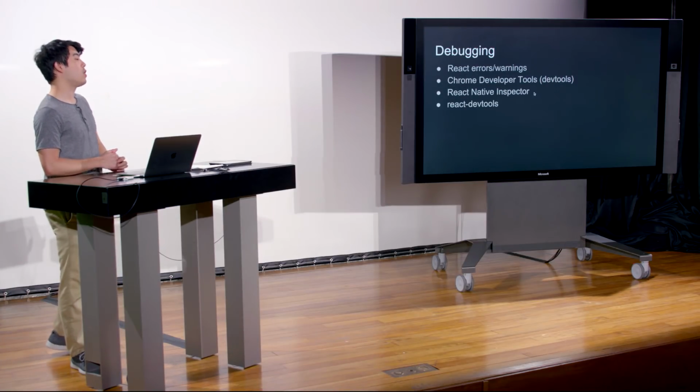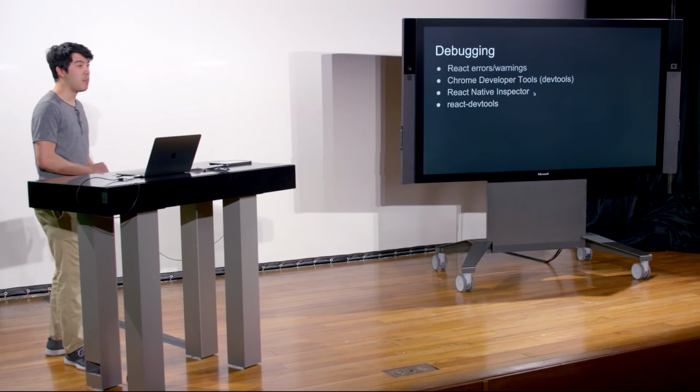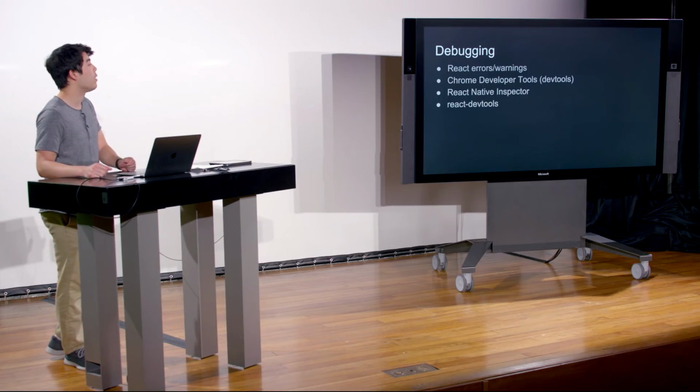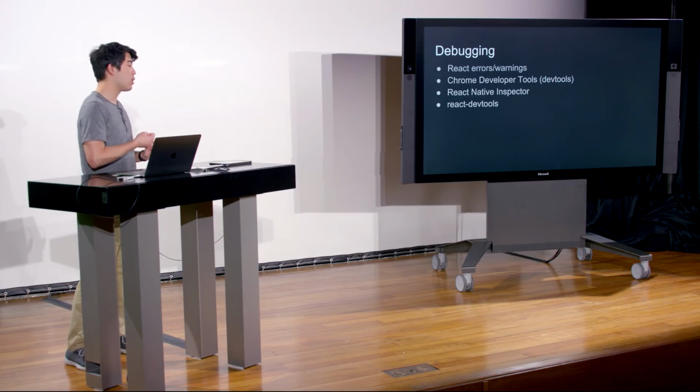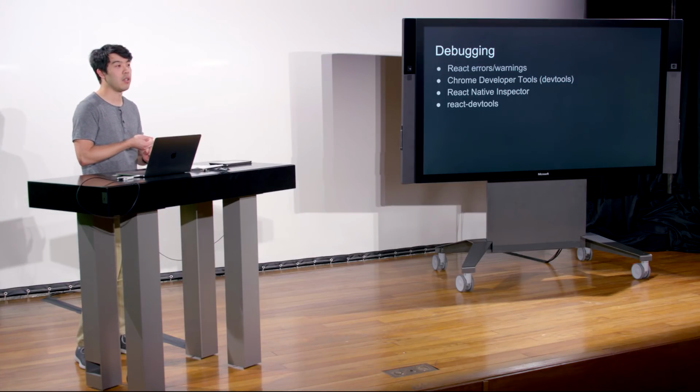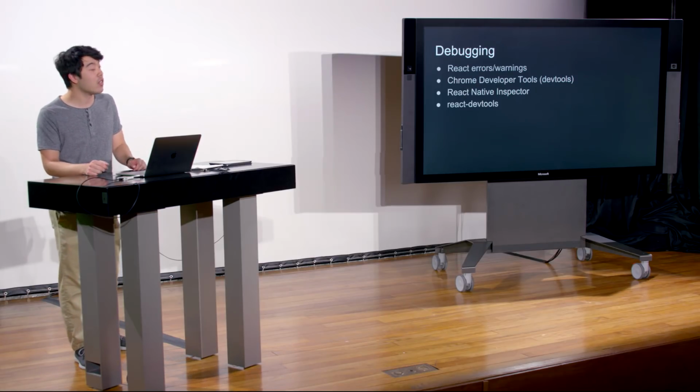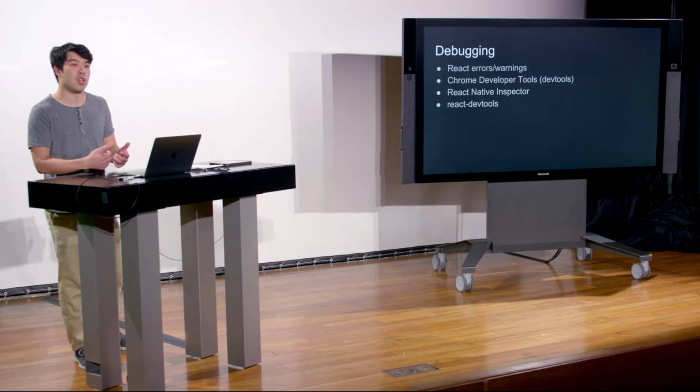So debugging. There are a few different ways to debug React and React Native. Those are the React errors and warnings, Chrome developer tools, or you may see some online documents referring to those as the dev tools, this thing called a React Native inspector, and this library called React DevTools. And so I'm curious to know how you guys have been debugging thus far. Go ahead and post in Slack your various workflows for debugging.